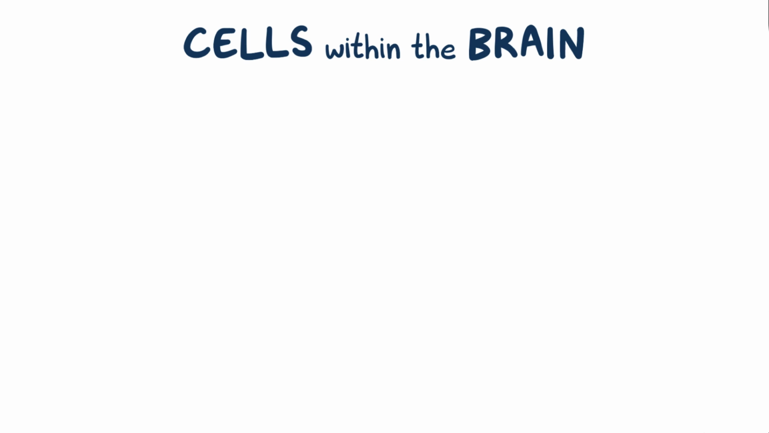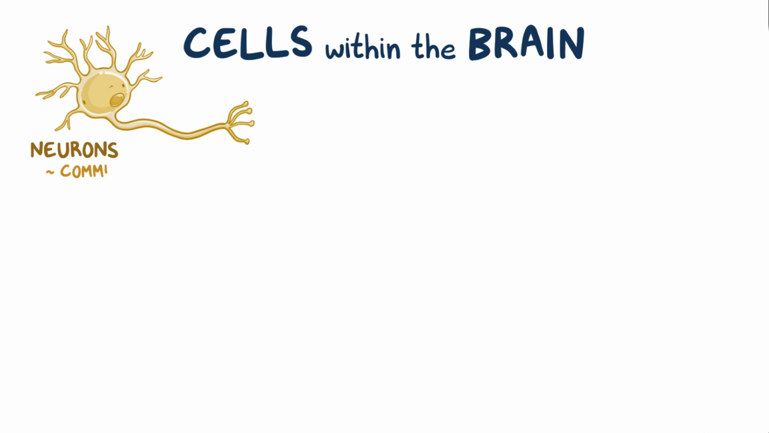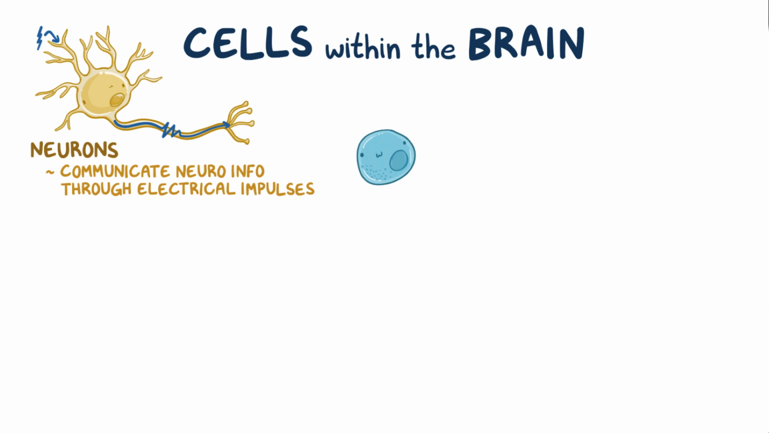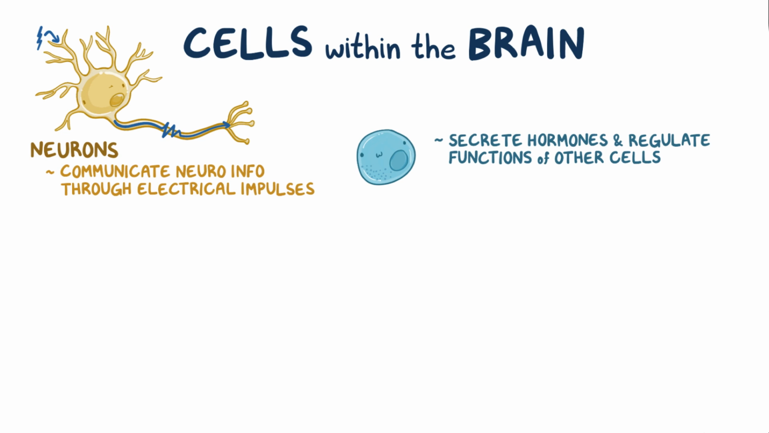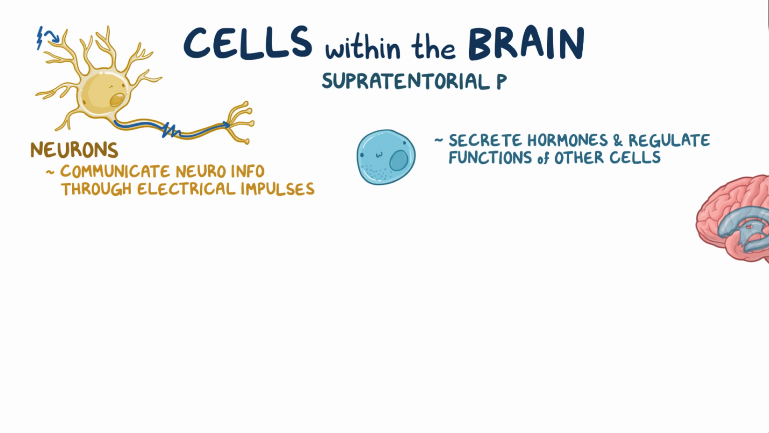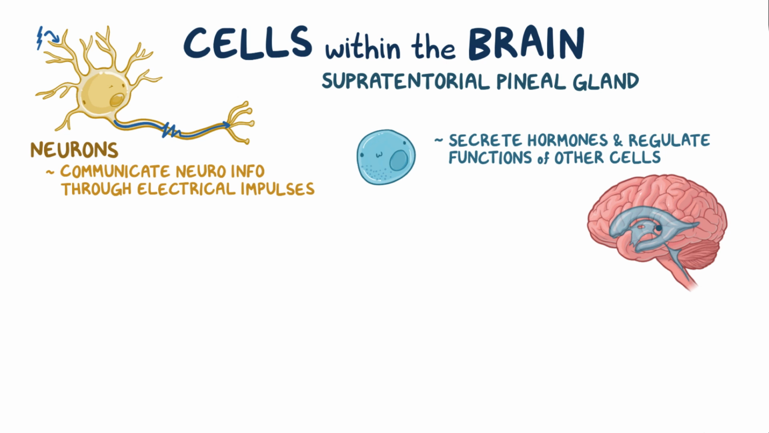Now, focusing in on cells within the brain, there are many different types with specialized functions. For example, neurons communicate neurologic information through neurotransmitter-regulated electrical impulses. Then there are cells that secrete hormones into circulation and regulate the functions of other cells throughout the body. These cells are found in glands, like the supratentorial pineal gland, which is located just behind the third ventricle, or the infratentorial pituitary gland located near the front of the third ventricle.